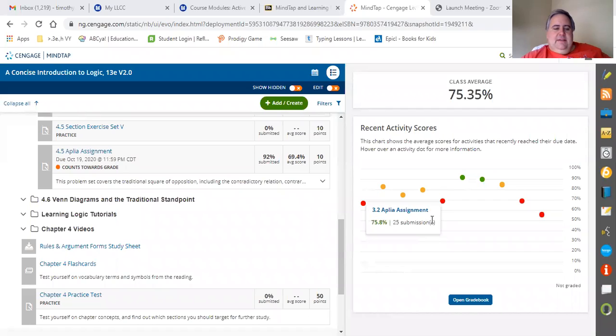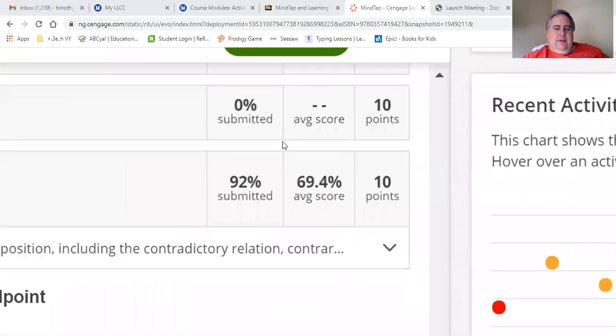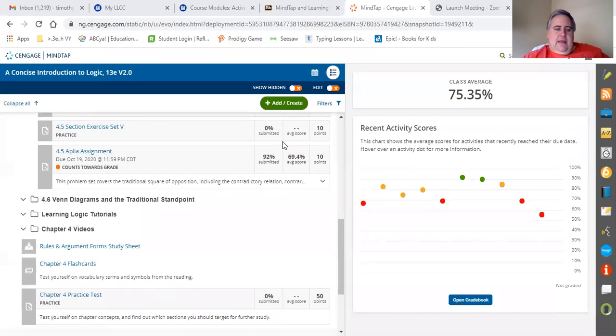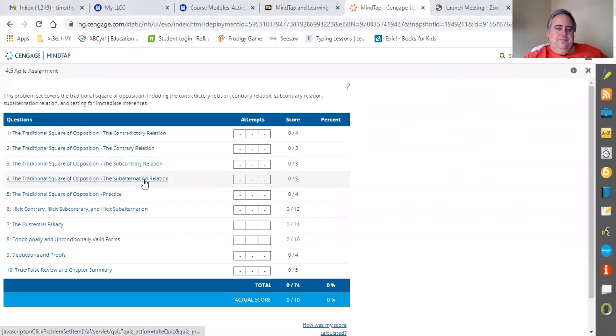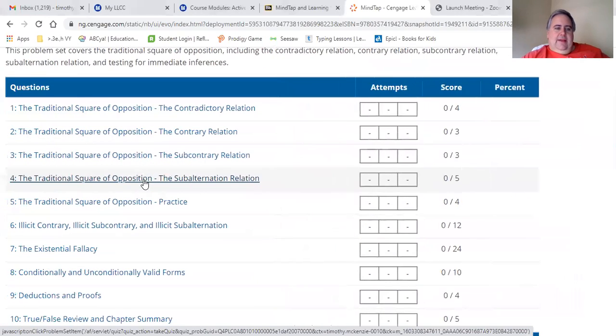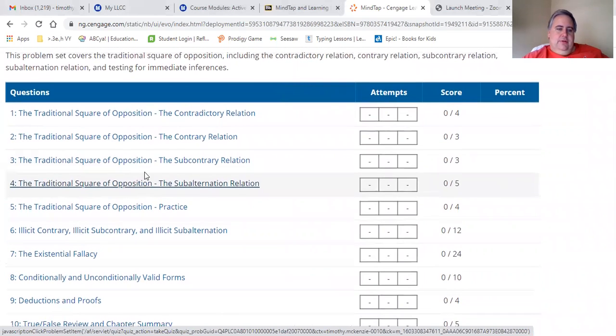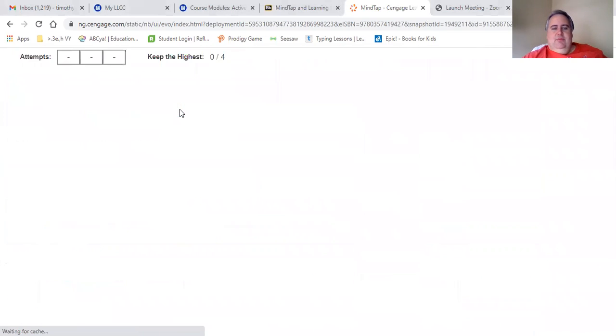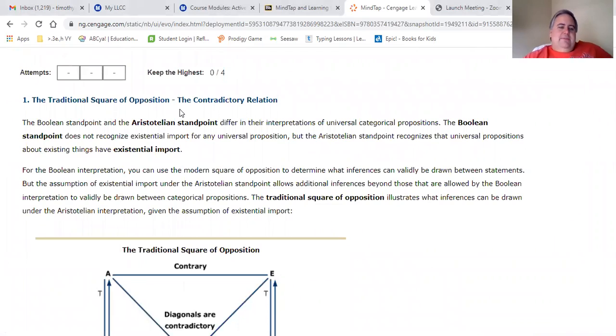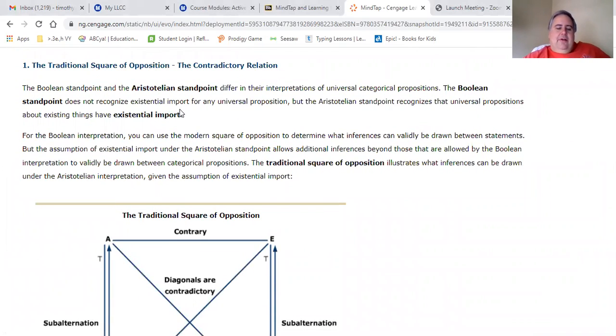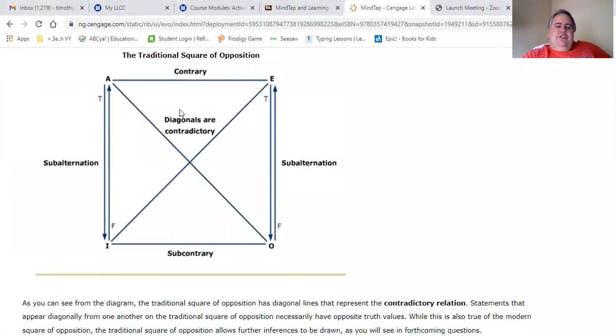And this is the class page. If you come in here, I'm going to go to Applia 4.5, and I'm going to just start working this, and we'll go along. Now, what it does up here at the top is it talks about how this works. This is the traditional or the Aristotelian square of opposition.